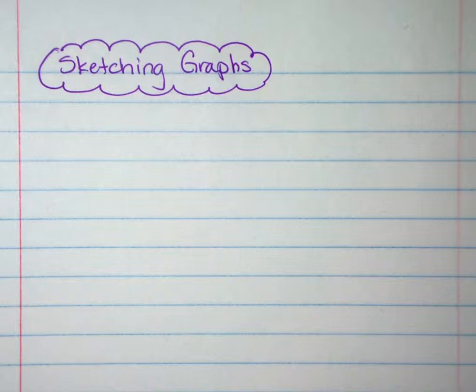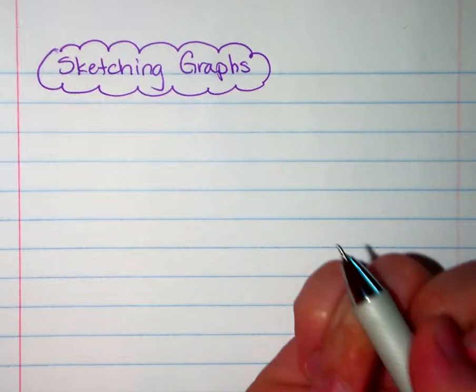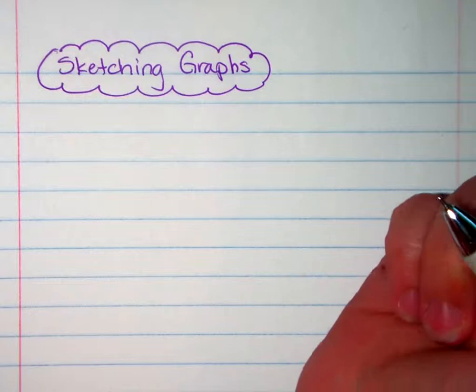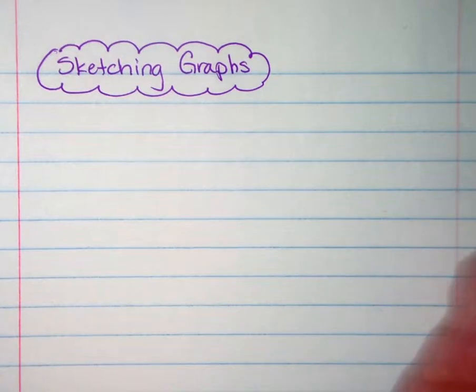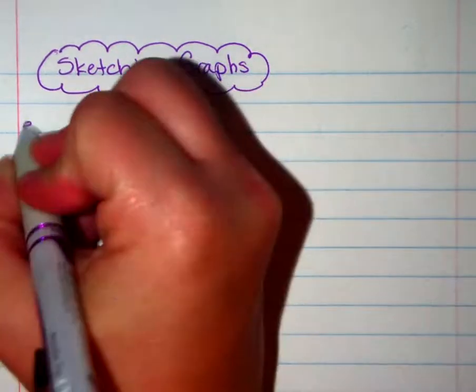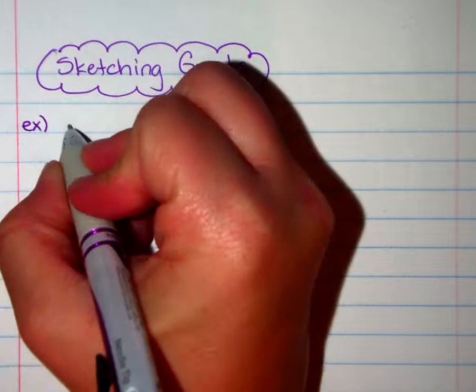Today we're going to start sketching graphs with more characteristics. So we've discussed end behavior, and we've also discussed briefly y-intercepts and some various characteristics, and now we're going to put it together. So let's look at an example.